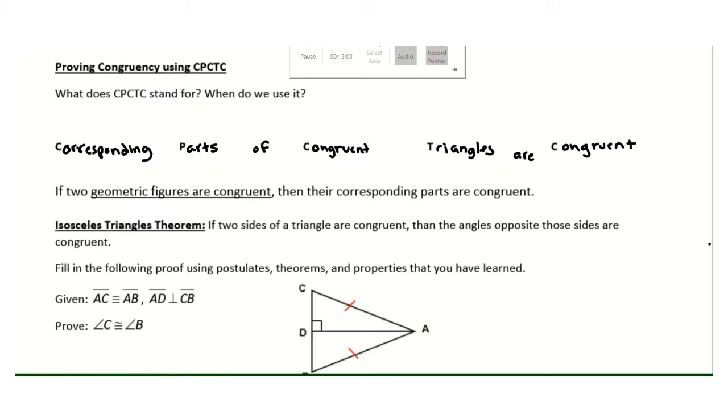The next thing that we're going to talk about is something called CPCTC. And it just stands for corresponding parts of congruent triangles are congruent. All it means is that if you have two triangles that are congruent, then their corresponding parts are congruent. And we use this a lot in geometric proofs because if two triangles are congruent, then their corresponding sides are congruent or their corresponding angles are congruent.